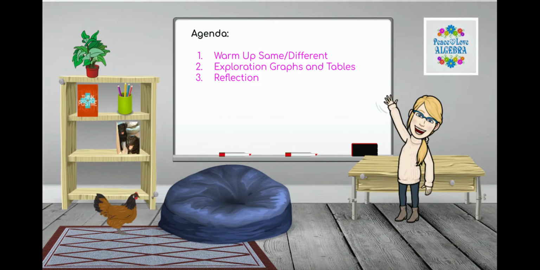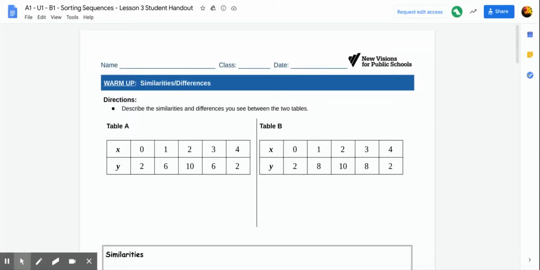Our agenda: I'm going to give you a warm-up and show you a table. I'm going to ask you what is the same and different about the tables. We're going to do an exploration with graphs and tables today and then a final reflection. Today's warm-up, similarities and differences. Describe for me the similarities and differences you see between the two tables, Table A and Table B.